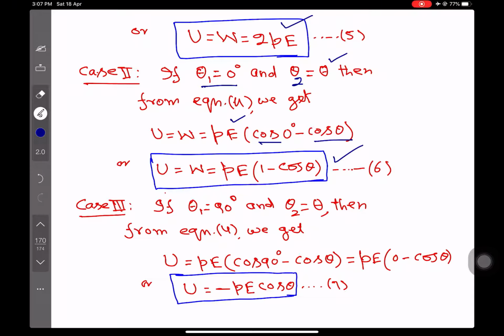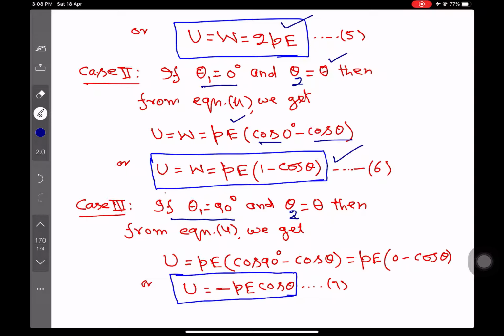Now case 3. If theta 1 equal to 90 degree and theta 2 equal to theta, that means initially the electric dipole was placed perpendicular to the direction of the given electric field, and now it has been rotated so that its axis or its electric dipole moment makes an angle theta with the direction of the given electric field. So therefore from equation we get U equal to PE.